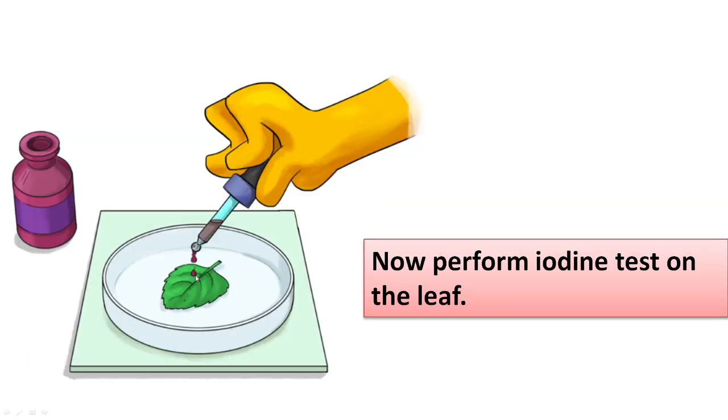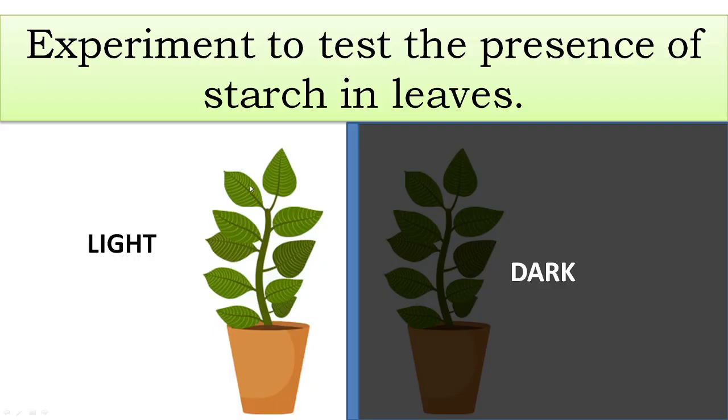So the leaf has become discolored, you need to put it on the petri dish and then put a few drops of iodine. Right. Now the question is, will the leaf from the plant kept in the light and the plant which was kept in the dark show a positive iodine test? What would be your hypothesis?